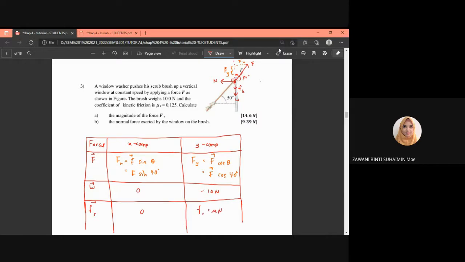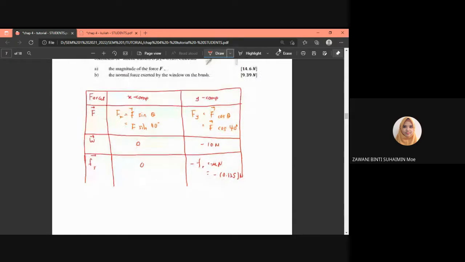Ingat friction formula dia adalah F is equal to mu N. Ini adalah formula untuk friction force. Dan oleh kerana friction kita ke bawah, maksudnya dia adalah negative friction, so negatif mu N. Mu dia dah bagi, iaitu sama dengan 0.125. Normal force kita tak tahu, so biarkan dia. Lepas tu kita teruskan dengan normal force pula.